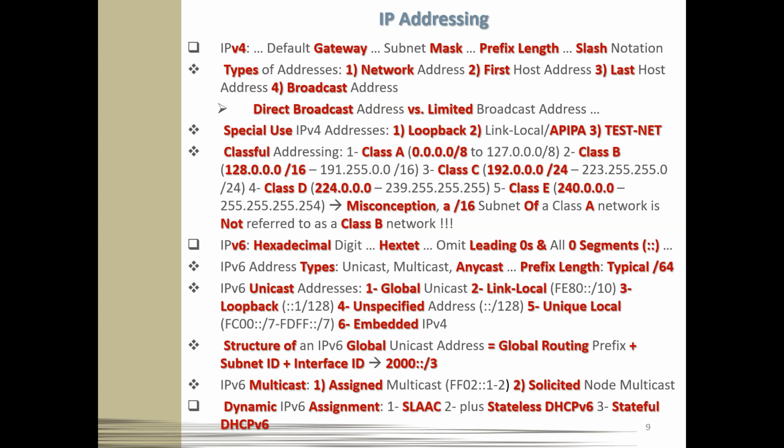So we have direct broadcast address versus limited broadcast address, two different types of broadcasts. We do not have broadcast concept in IPv6. We will see shortly that multicast replaces broadcast in IPv6. But we have other addresses in IPv4. We have special use IPv4 addresses.